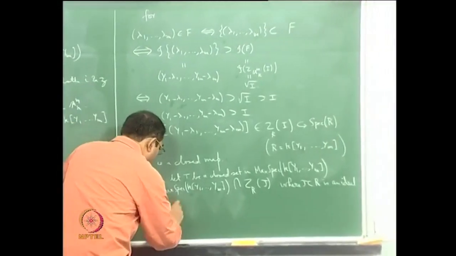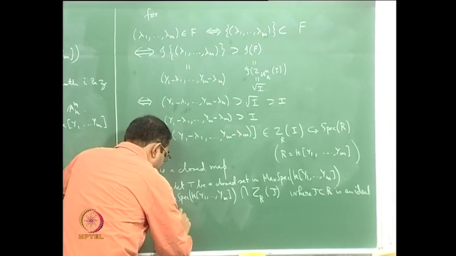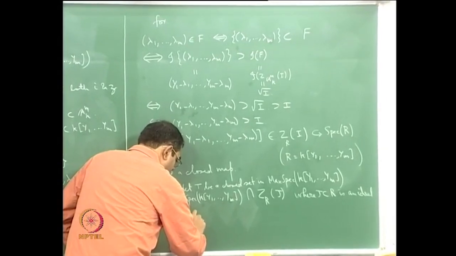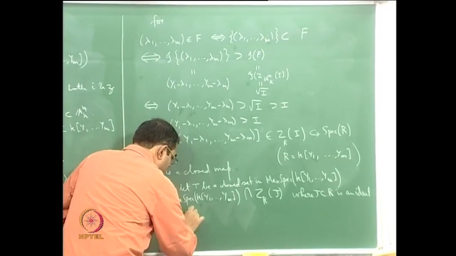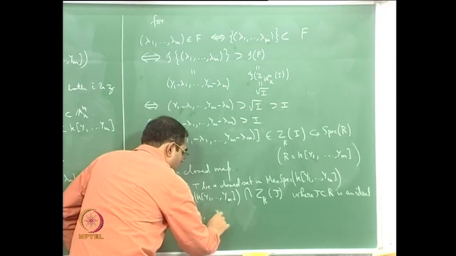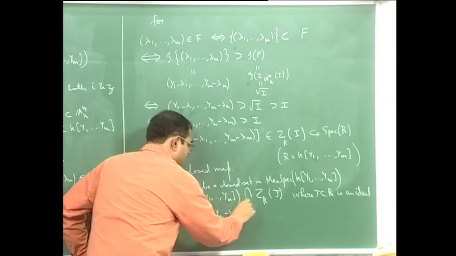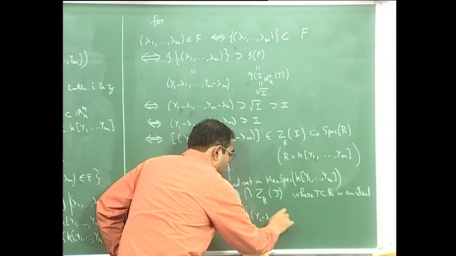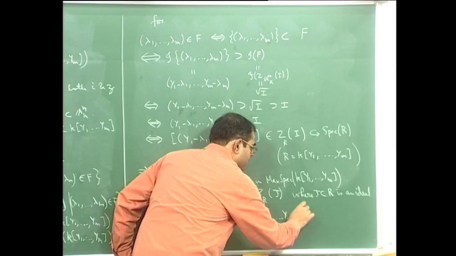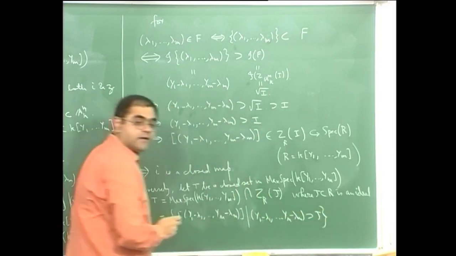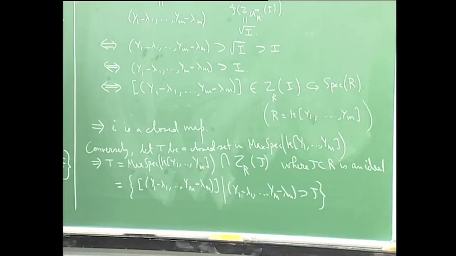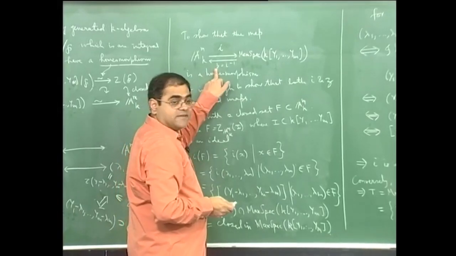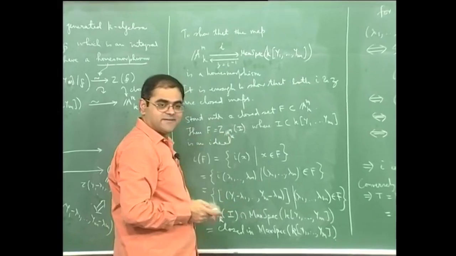So this will be the set of all maximal ideals, which by the Nullstellensatz are of the form (y1 minus lambda 1, ..., ym minus lambda m). These are all those maximal ideals such that the corresponding maximal ideal (y1 minus lambda 1, ..., ym minus lambda m) contains J. And this is what T is. You can see very clearly that small z of T is Z sub A^m of J, so it's closed.